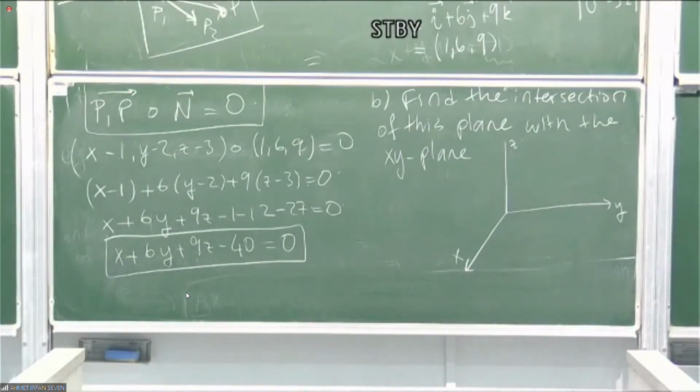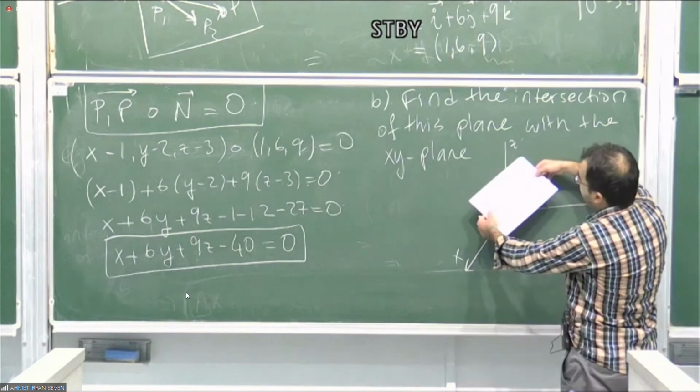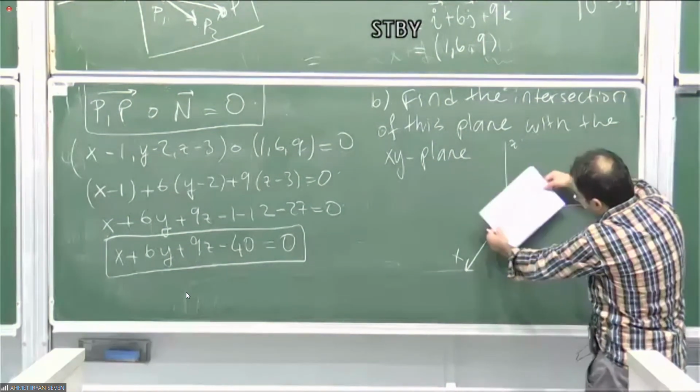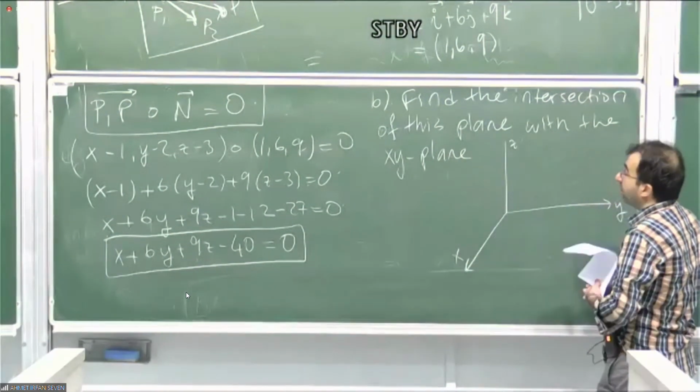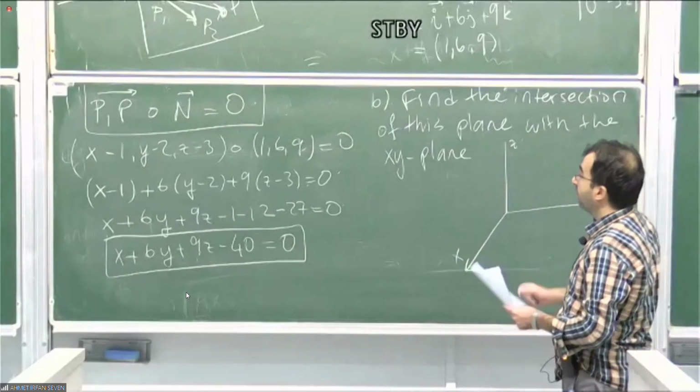So this x plus 6y plus 9z is a plane in space, so it is going to intersect. Where is it going to intersect this xy plane? So it will be something like that. So you see, it will intersect somehow. So what will be this intersection? Let's talk more about this one.